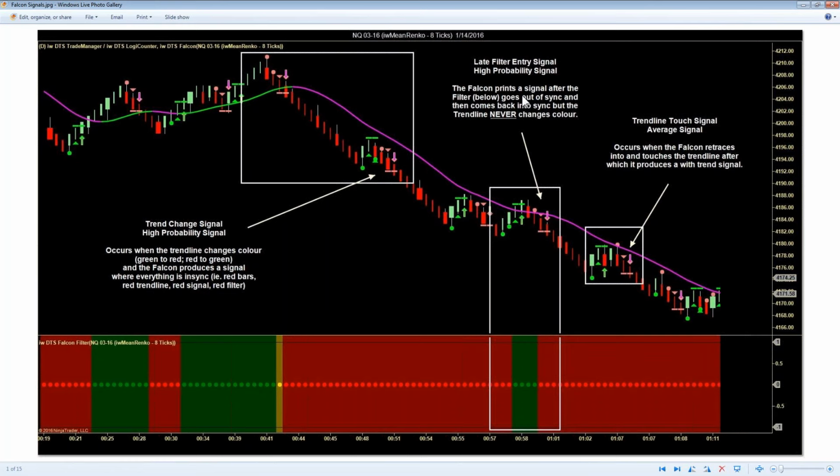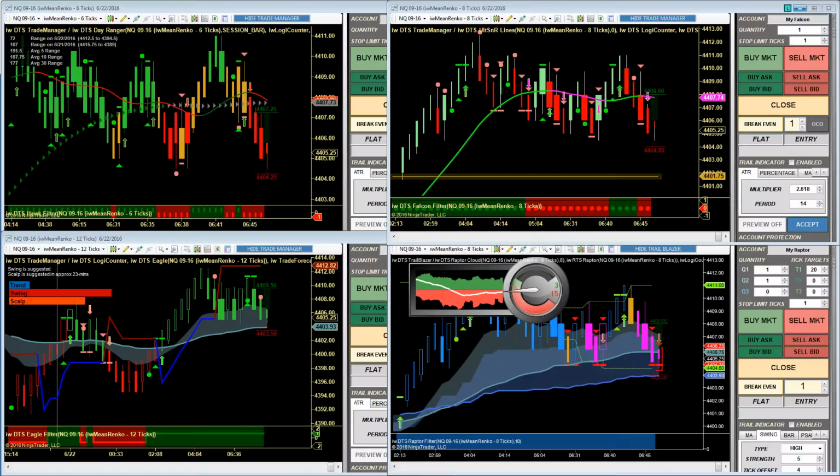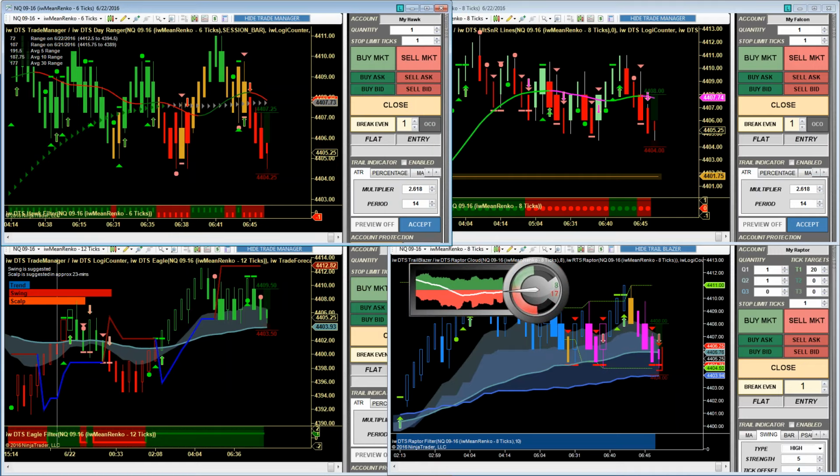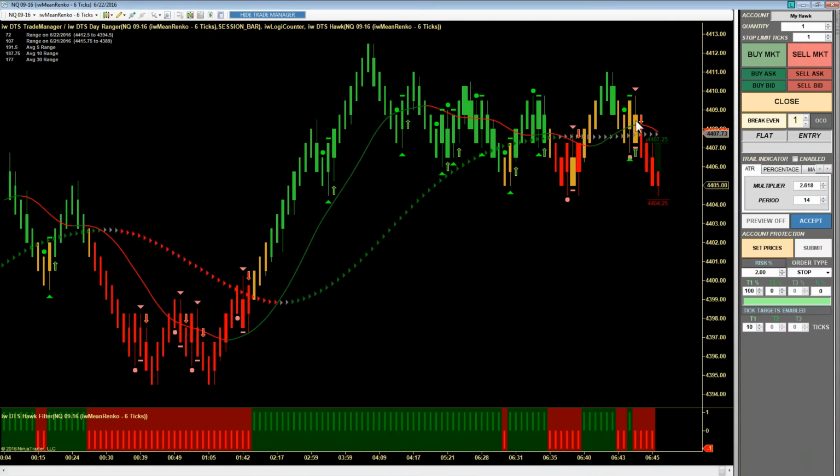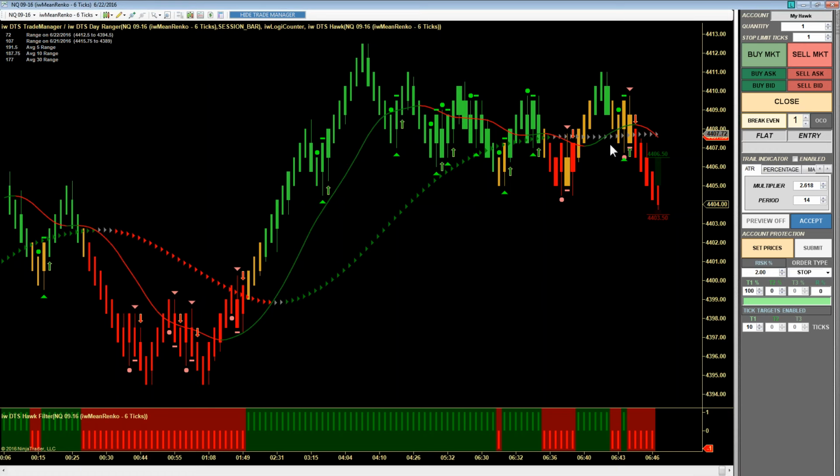After that, we're on the alert for perhaps a late filter entry signal where the trend line does not change color, but the filter goes out of sync and comes back into sync. And then we have our basic trend line touch signal where the market retreats into the trend line and comes out of there with a buy signal. So you can see it's not like we're looking at every single signal. Right now, if we're looking at the Hawk, we don't trade yellow bars, so I'm pretty much ignoring everything that's going on here.